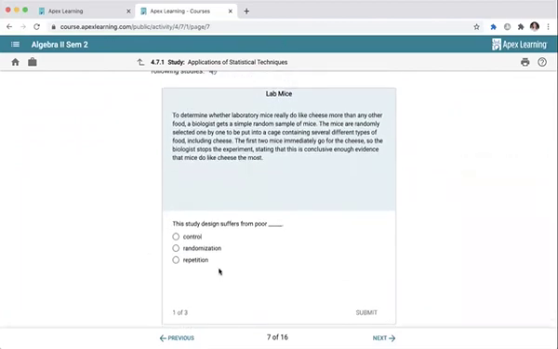Okay, so then of course it's looking at this practice here. We'll do this one together. To determine whether laboratory mice really do like cheese more than other food, a biologist gets a simple random sample of mice. The mice are randomly selected one by one to be put in a cage containing several different types of food, including cheese. All right, the first two mice immediately go for the cheese, so the biologist stops the experiment, stating that this is conclusive enough evidence that the mice do like the cheese the most.